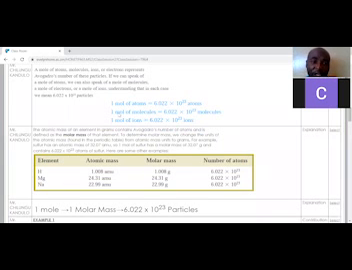One mole of atoms, 6.022 times 10 to the power 23 atoms. One mole of molecules, 6.022 times 10 to the power 23 molecules. One mole of ions, 6.022 times 10 to the power 23 ions. One mole of electrons, 6.022 times 10 to the power 23 electrons. So those are the things.